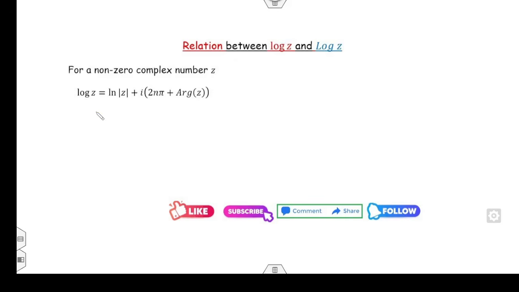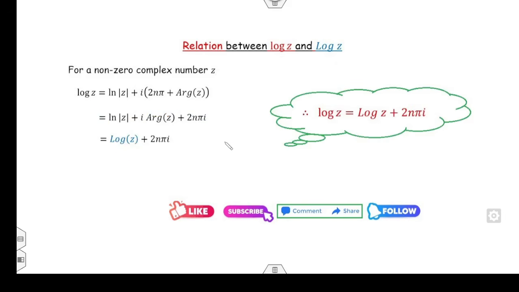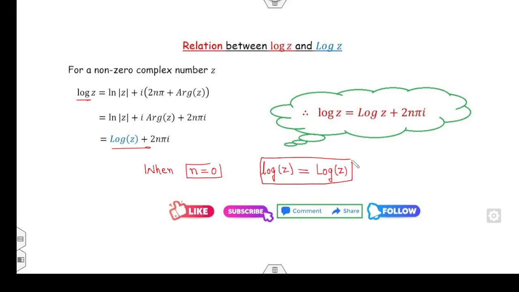So as we have seen, if I open the bracket, then what will happen? This is iota times capital Arg plus iota times 2nπ. ये चीज क्या बन गई आपकी? That is nothing but my principal value of the logarithmic function plus 2nπi is the right answer. और आप देख भी सकते हो whenever n is my 0, fine. और इस एक्सप्रेशन से क्या मिला आपको? The general logarithmic function and the principal value of the logarithmic function are the same.